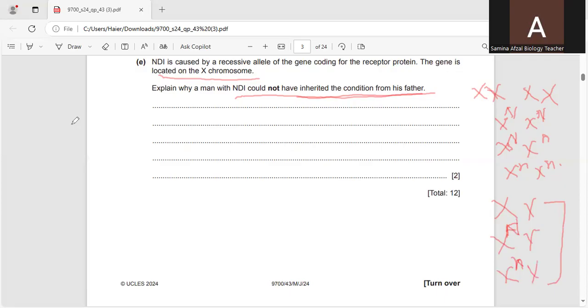So he will have this neurogenic condition or he will not, because he will inherit this from the mother only, because the mother has two X chromosomes. In case it is present on the X chromosome, he receives this X chromosome from the mother, and the father has only one X chromosome.